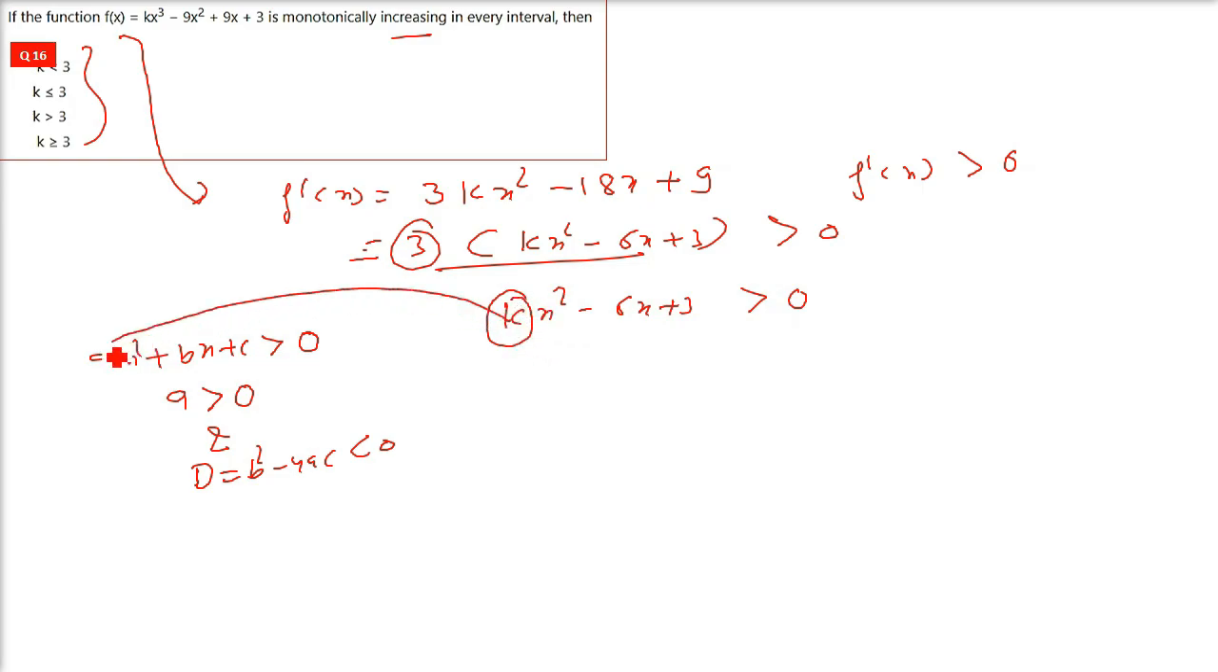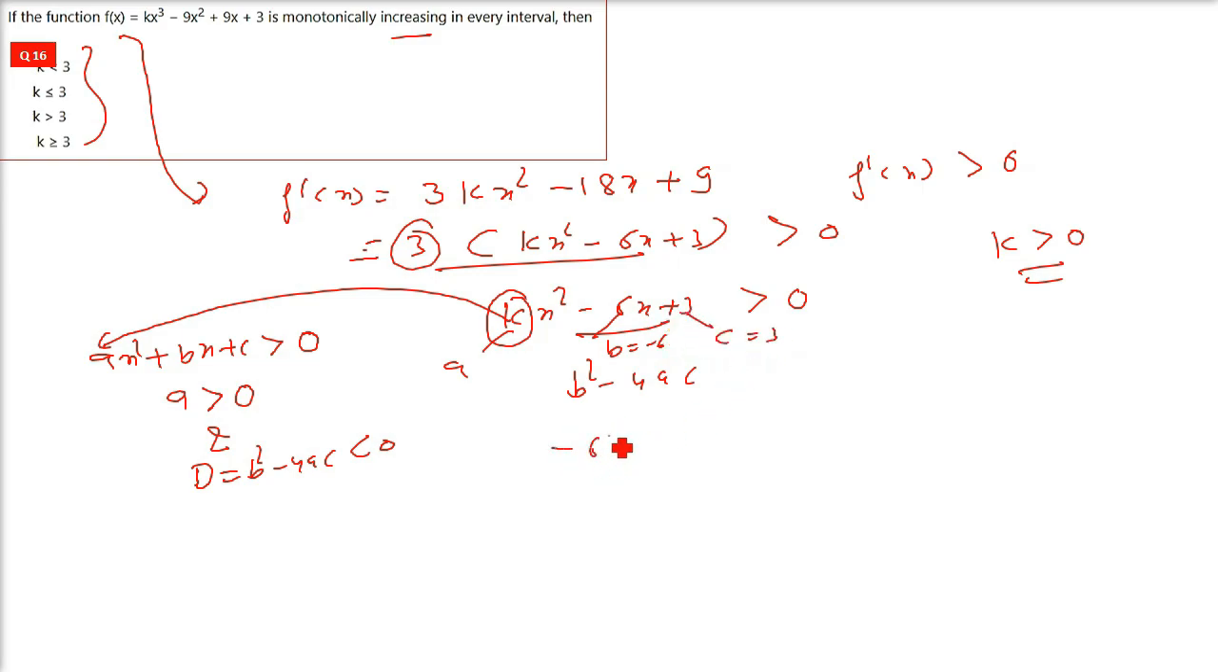Okay, what is a here? K. B is minus 6. C is 3. If you compare this quadratic equation with ax square plus bx plus c, you will get this. So we'll say that k should be greater than 0 because a greater than 0 is the first thing which I told you. Second thing is b square minus 4ac should be less than 0. A is k, b is negative 6 and c is 3.